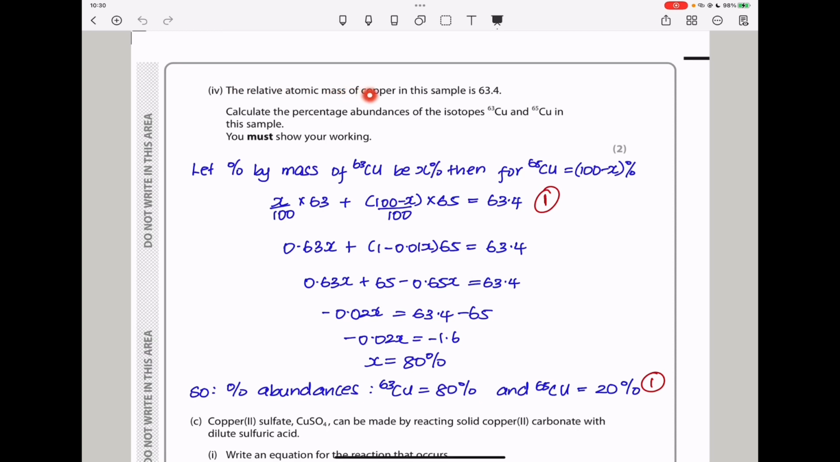The relative atomic mass of copper in this sample is 63.4. They wanted to calculate the percentage abundances of the isotopes, copper 63 and copper 65 in this sample, and you must show your working clearly.